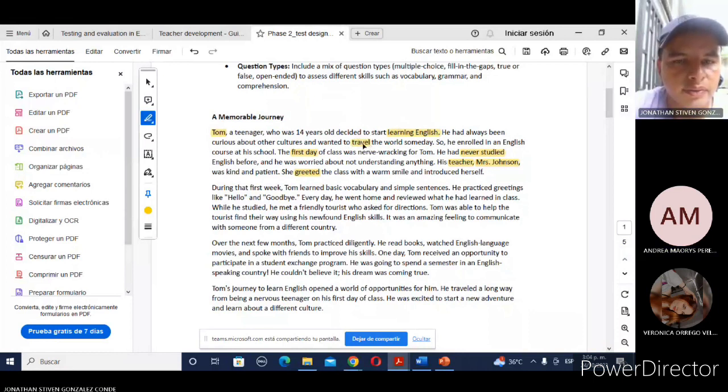The other key word is, which one? The other word is travel. Why? Because the opportunity was to travel to another country. Perfect, perfect. Good job, good job. That's it, that's it.